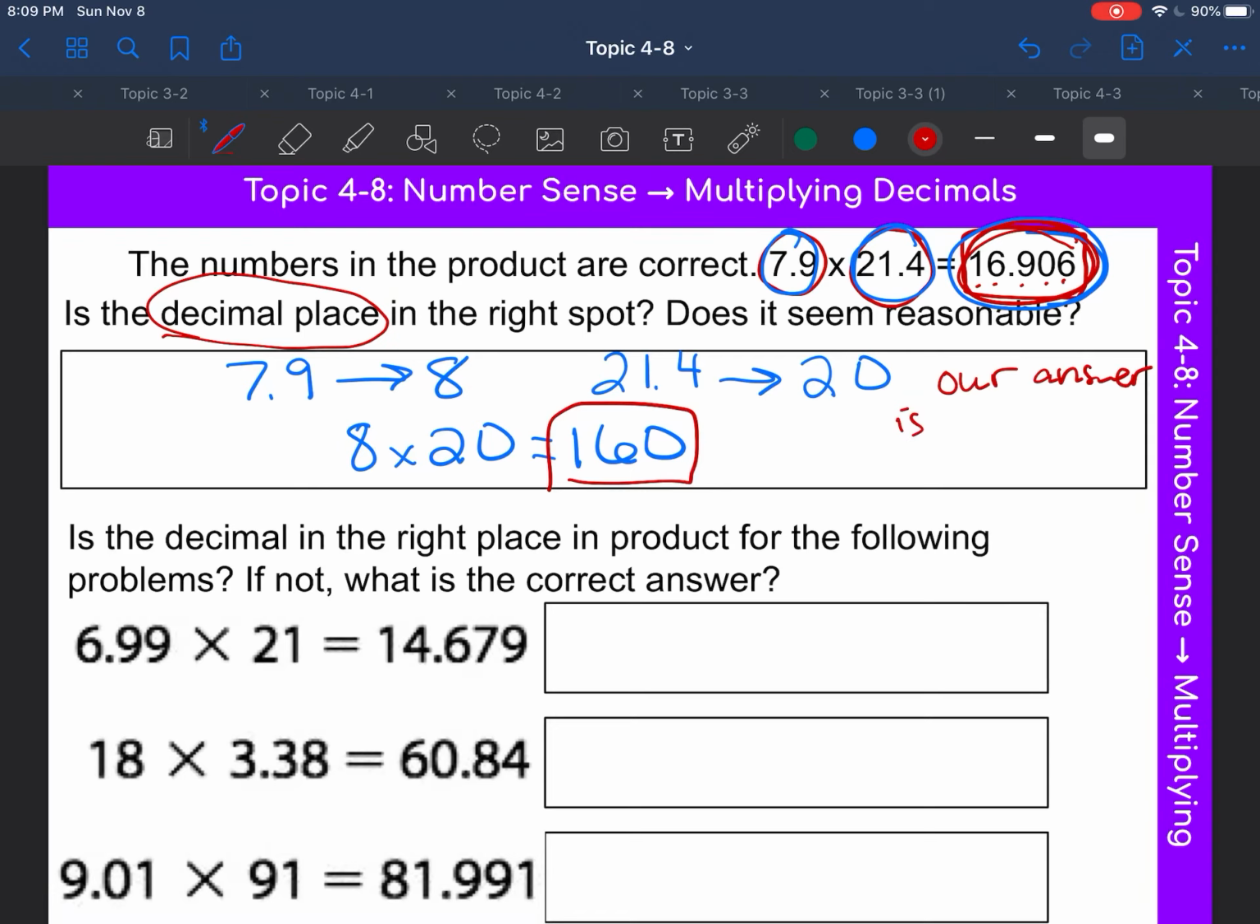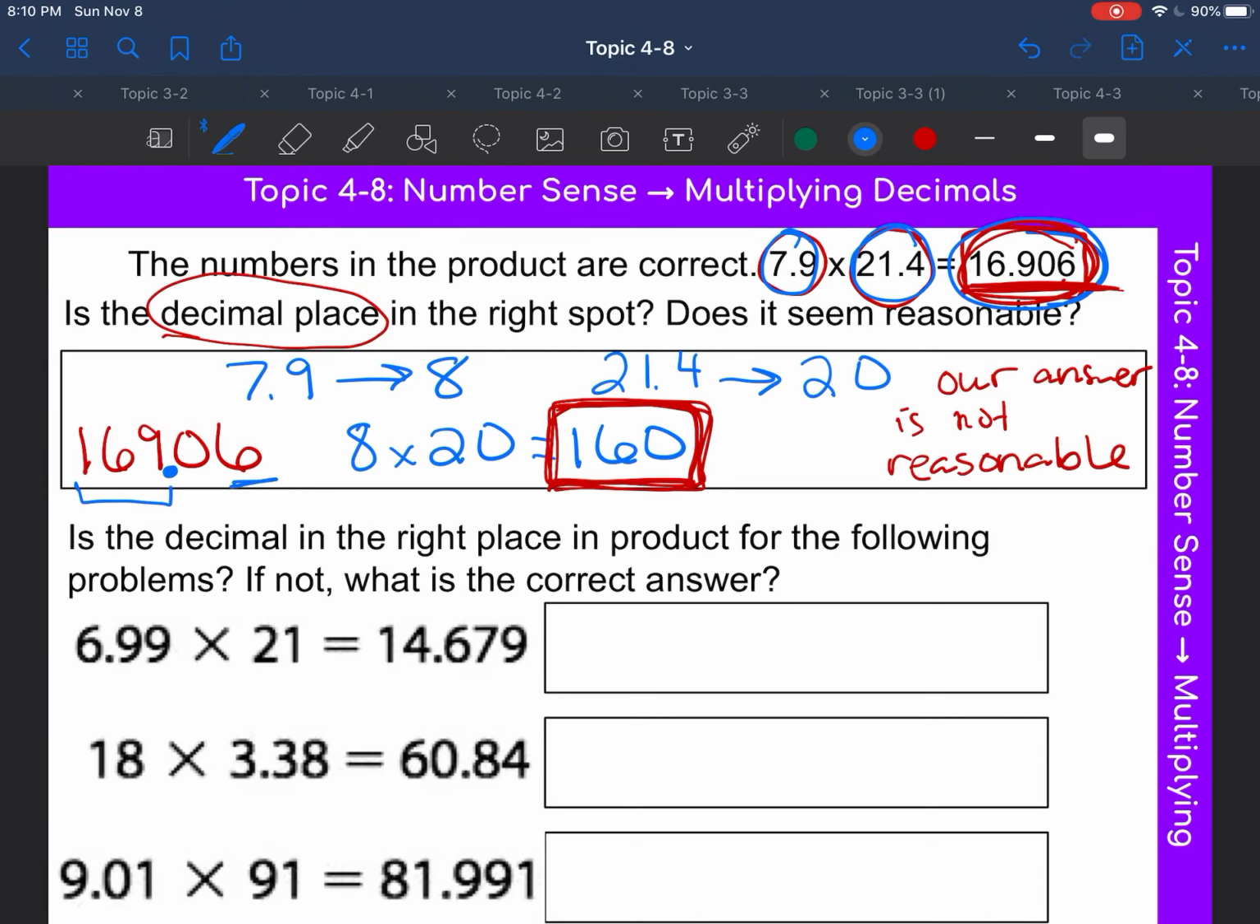So our answer is not reasonable. My question for you is, if these are the numbers that are in the actual answer, 16906, where should the decimal actually be so that it looks reasonable compared to 160, or close to 160? Well, the decimal place should go right here, because that's like saying 169 and 6/100ths. 169 is way closer to 160 than 16 is.